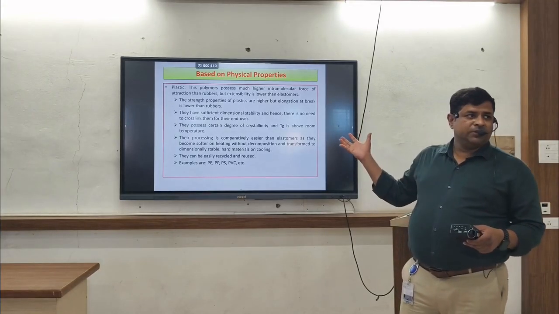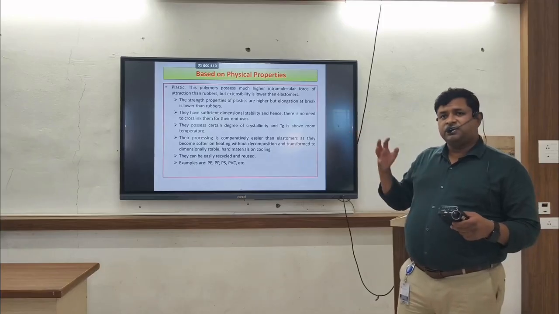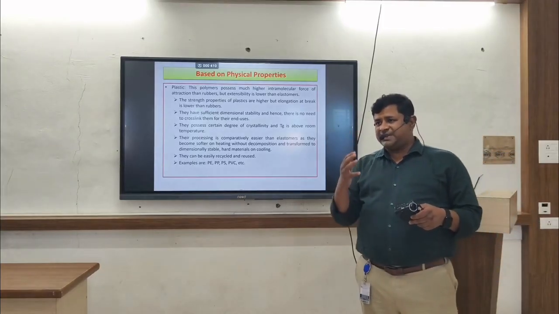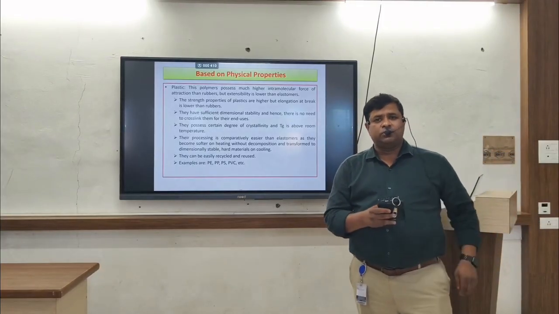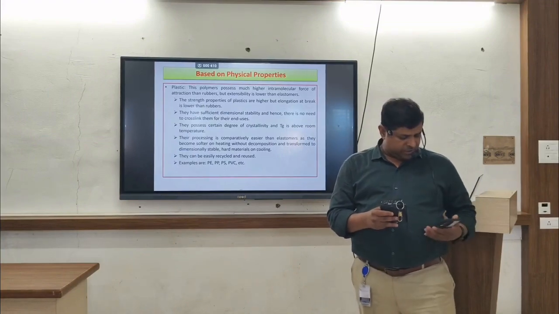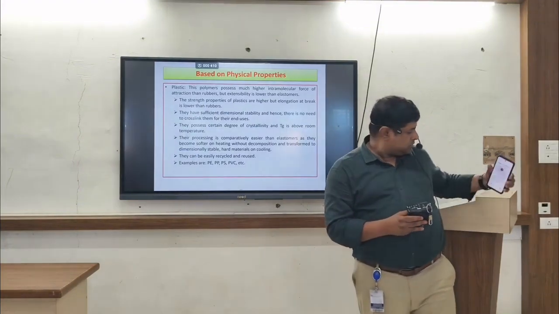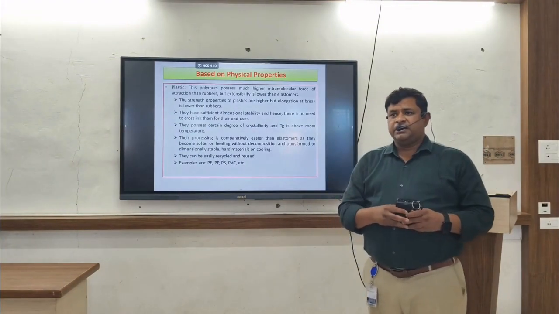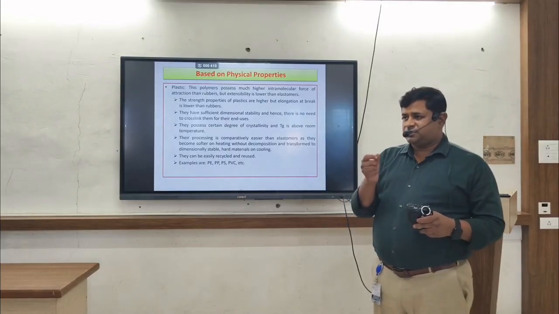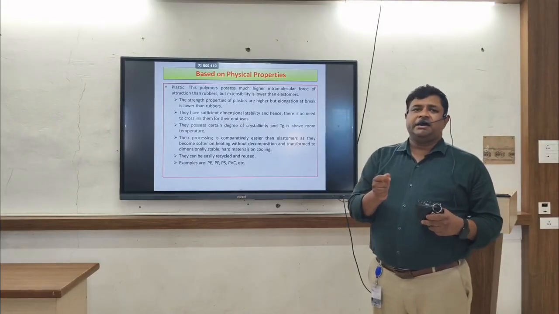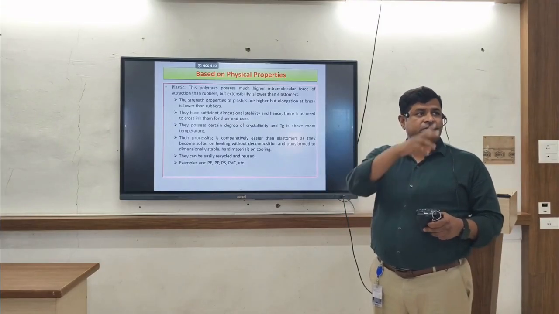Like for example, you can take that example of acrylic sheets, a kind of plastic material, but it will have good dimensional stability, and it can have a strength as well. So dimensional stability is also there, and along with that the strength is also there.